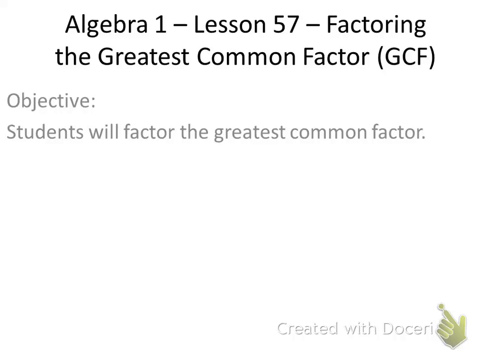Okay, it's Algebra 1, Lesson 57, factoring the greatest common factor. Before break, one of the last things we looked at was multiplying terms, okay? And sometimes we had a monomial multiplied by a binomial. So we have 2x times 3x is 6x squared. Then we got 2x times negative 4 is negative 8x, right? We looked at that before, and this was your answer.